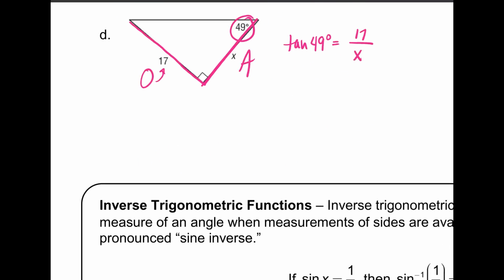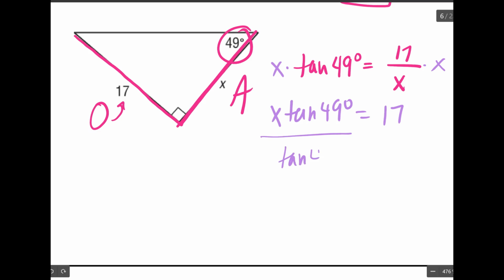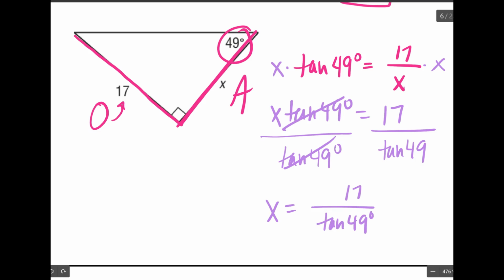Okay, so down here, how do I get x by itself? Times x. Okay, so I'll multiply by x on both sides. So x times tangent 49 degrees equals 17. Then divide by tan of 49. So notice I'm dividing the whole thing by tangent of 49, not dividing by tan, not dividing by 49. Literally tangent of 49. So x equals 17 over tan 49. X equals 14.7. Wait. 14.8. Sorry.